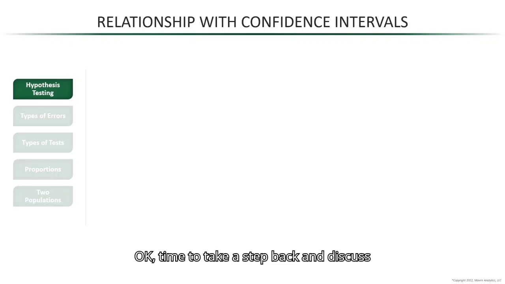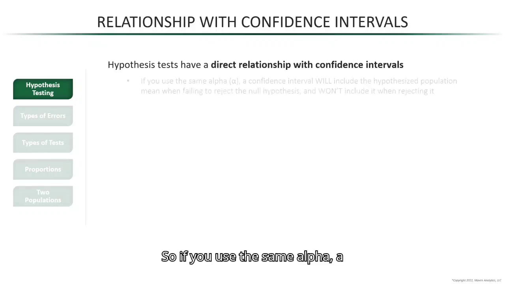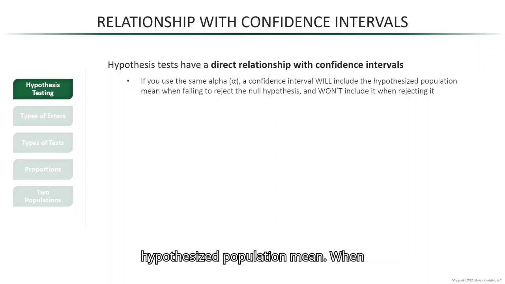Okay, time to take a step back and discuss the relationship between hypothesis tests and confidence intervals. Now, you may not have noticed this, but hypothesis tests have a direct relationship with confidence intervals. In fact, they can be used to evaluate the same decision and would come to the same conclusion. So, if you use the same alpha, a confidence interval will include the hypothesized population mean when failing to reject the null hypothesis and won't include it when rejecting it.